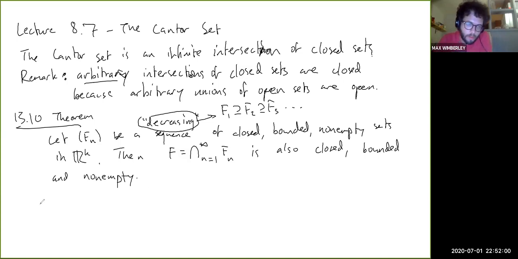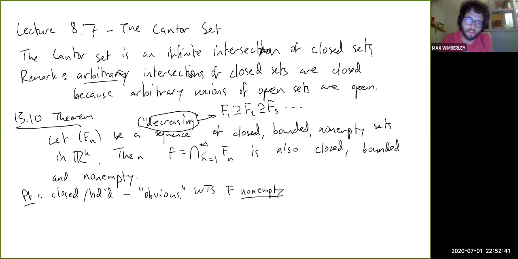Okay, so the proof here: the closedness and boundedness are obvious. Like I just said, arbitrary intersections of closed sets are closed. So F has to be closed because all the Fn are closed. The boundedness is also obvious, because if F1 is bounded, then the intersection is a subset of that, so it also has to be bounded. Those are not the difficult things. We want to show that F is non-empty. That's the interesting thing. There has to be at least one point which is in common for all of these, okay?